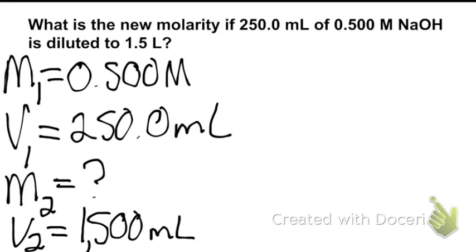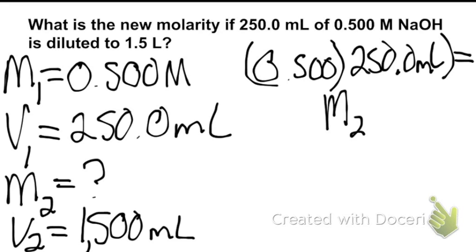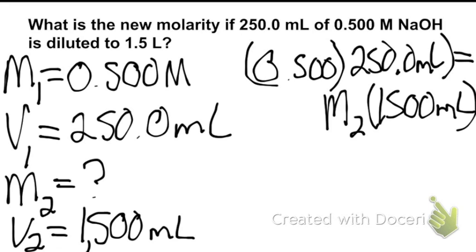All right, so now we've got all our information. What are we going to do? Let's plug them in. 0.500 times 250 milliliters equals, we don't know what the new molarity is going to be, but we know that the new volume is 1,500 milliliters. So we need to plug in our calculators. 0.5 times 250, and then divide that by 1,500. That should give us our new molarity.